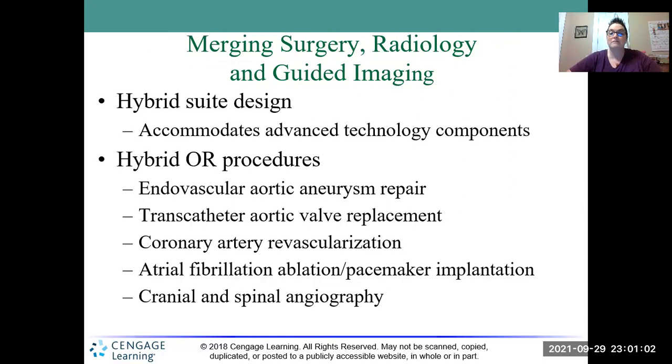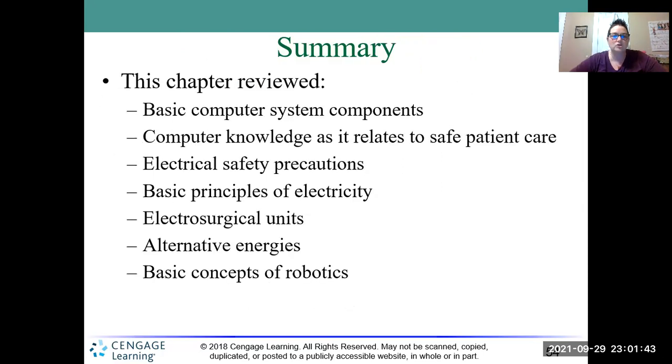And then there's a lot of hybrid suites design that's going on. So this is where you've got a little bit of everything. You've got surgery, radiology, guided imagery, all of it happening at once. And so some of those cases where you would see a hybrid type of OR: endovascular aortic aneurysm repair, transcatheter aortic valve replacement, coronary artery vascularization, atrial fib ablation and pacemaker implantation, cranial and spinal angiography. So these are where a lot of these things are merged.